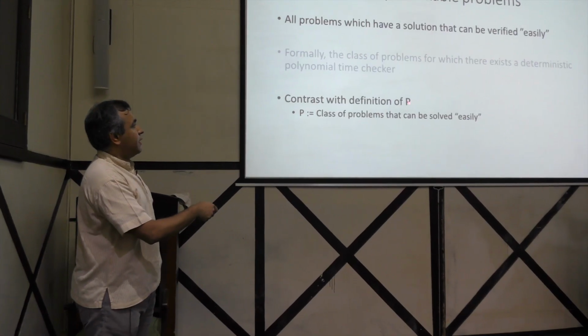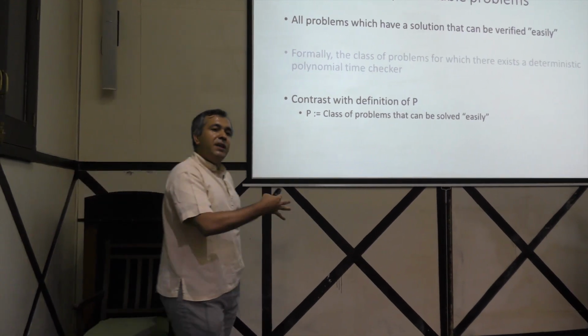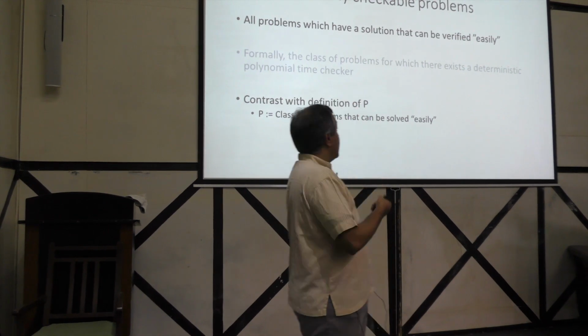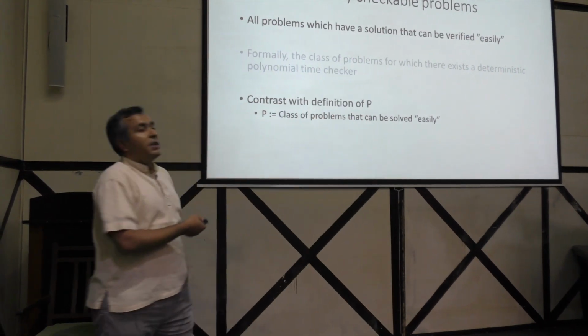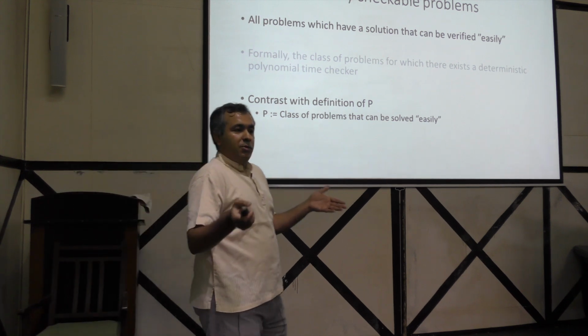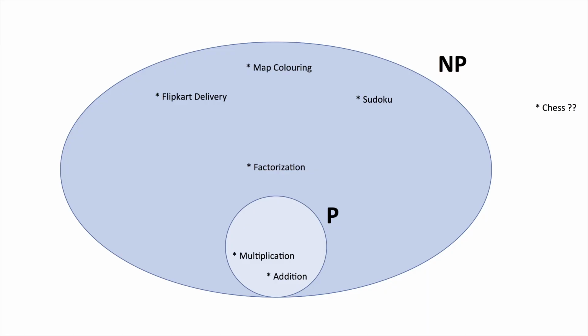And you should contrast this with the definition of P. P was the class of problems which I know how to solve. NP is the class of problems for which I don't know how to solve it, but if somebody solves it, they can show me, they can convince me that they have solved it correctly. It's not like somebody says I have solved it and you don't know how to believe. They can actually prove to you that they have solved it correctly.